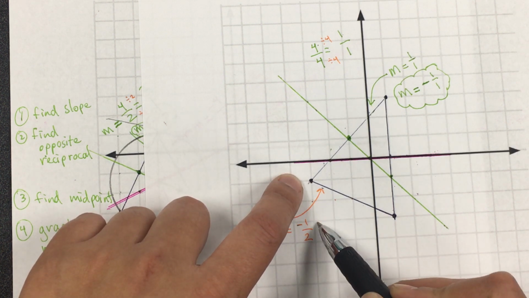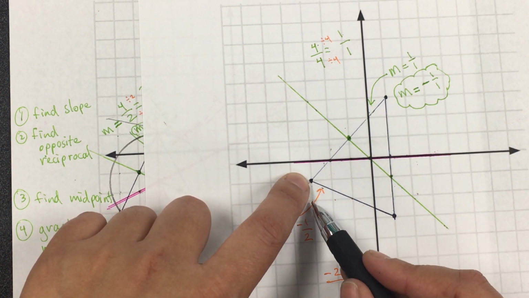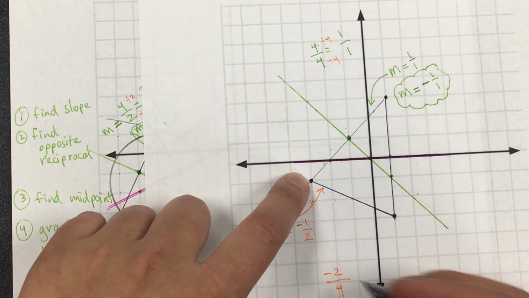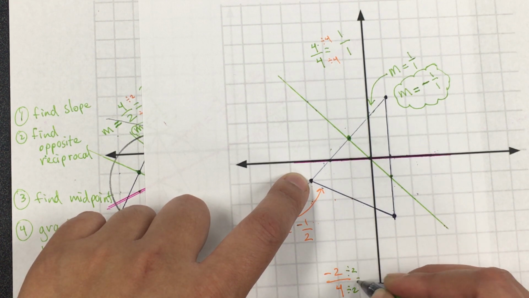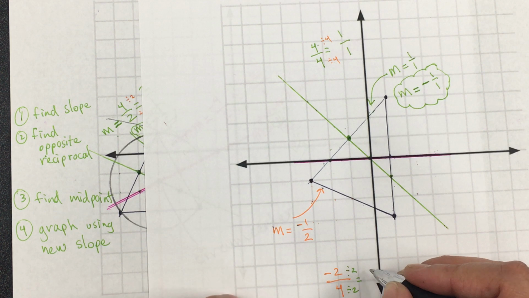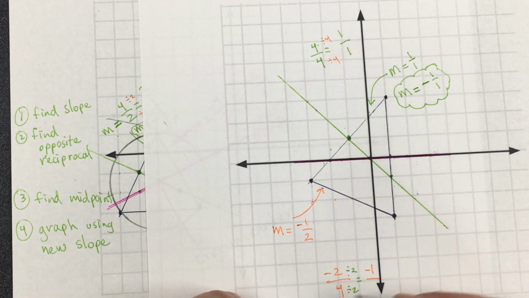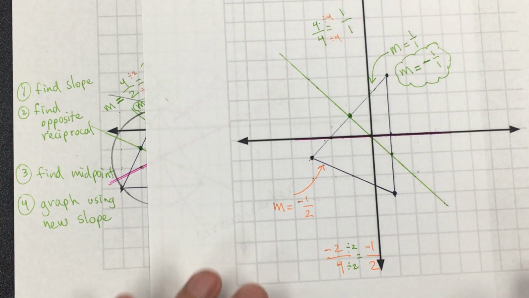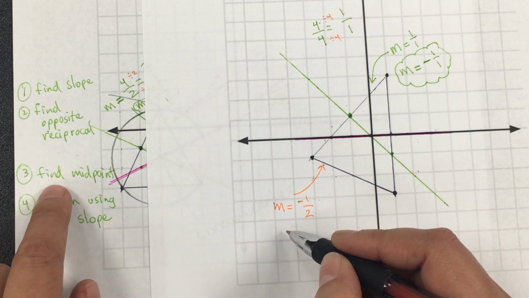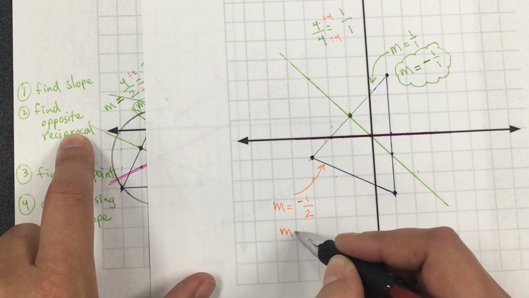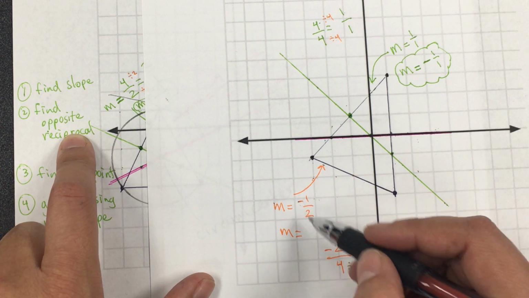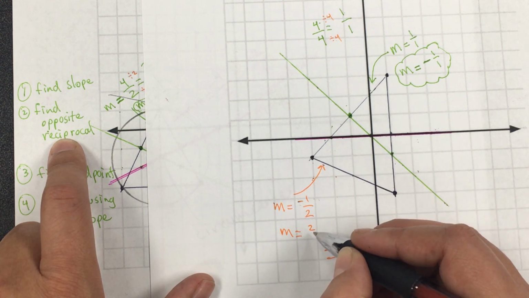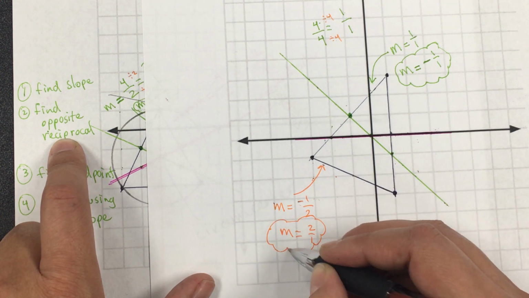So -2 over +4. You simplify by dividing by the same number. -2 divided by 2 is -1, 4 divided by 2 is 2. As you can see, you get the same thing. Find the opposite reciprocal. The opposite is positive, because if it's negative, it becomes positive. The reciprocal: if it was 1 over 2, it's 2 over 1. So this is the one that we're going to use to graph.